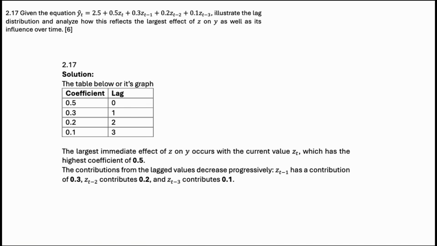Okay, given this equation, illustrate the lag distribution and analyze how this reflects the largest effect of z on y as well as its influence over time. So, this is how you do the lag distribution. So you've got your coefficient, you've got your lag.